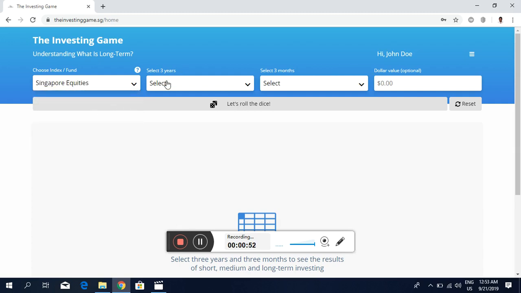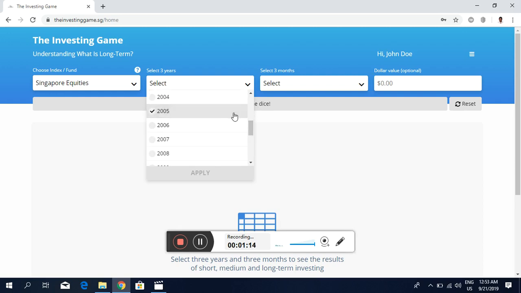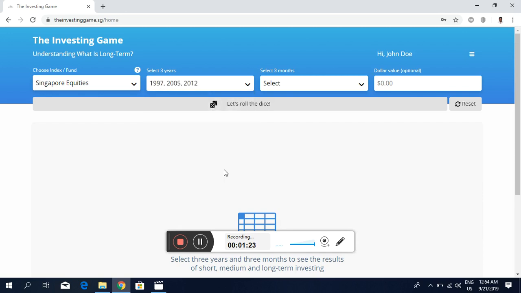Ask your client to choose any 3 years from the drop-down and then select Apply. The best way of doing this is to ask the client to choose any 1 year from 1995 to 2002. Let's say 1997. Then choose from 2003 to 2010. Let's say 2005. And finally select from 2011 onwards. Let's say 2012. When 3 years have been selected, the Apply button should be pressed.